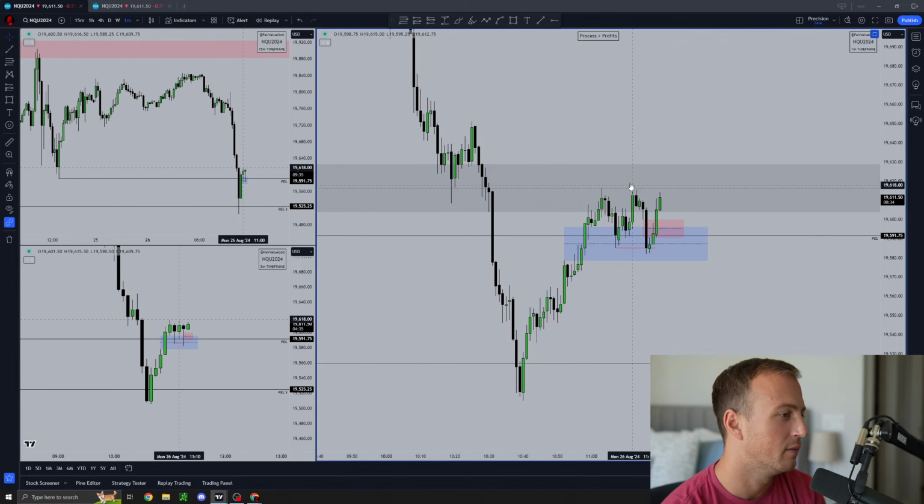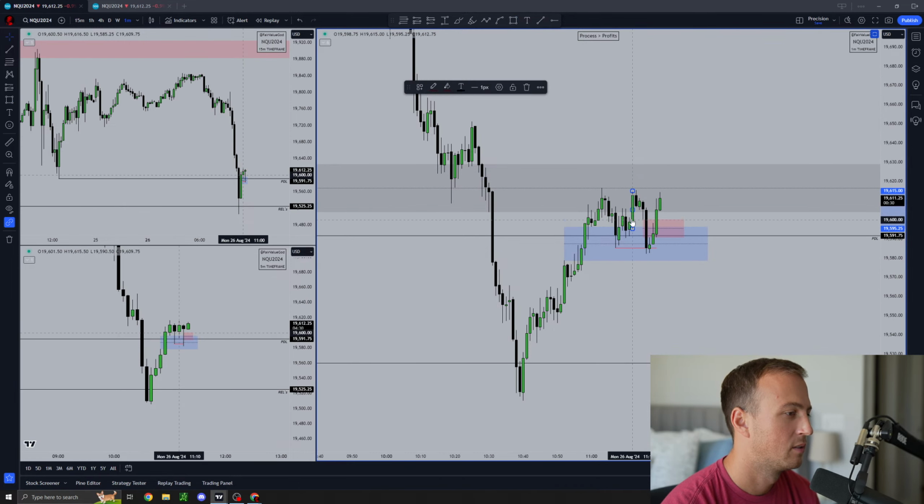So if we break above this high right here, my eyes are looking at this candle.